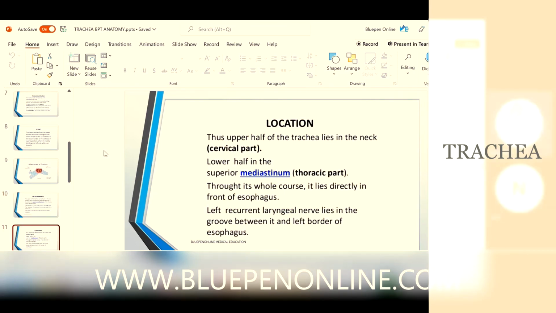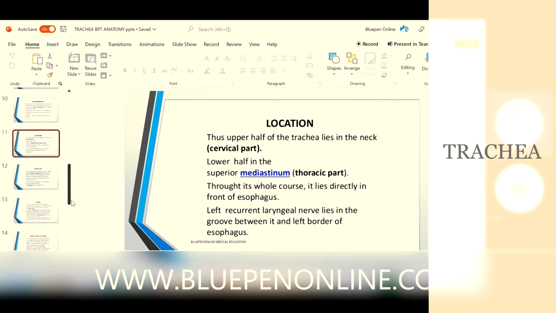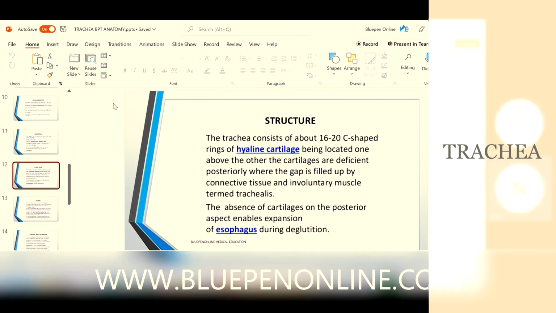The next, the location. The upper half of the trachea lies in the cervical part, the lower half in the superior mediastinum. Throughout its whole course, it is directly in front of the esophagus, that means behind the trachea. The left recurrent laryngeal nerve lies in the groove between it and the left border of the esophagus.